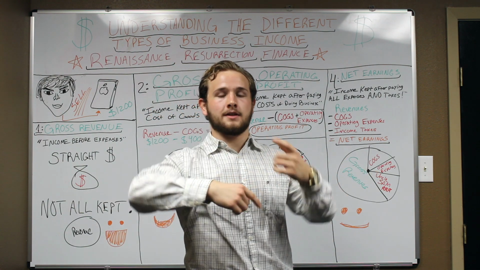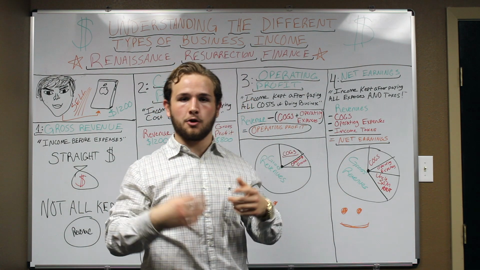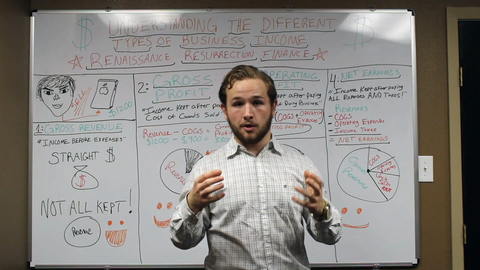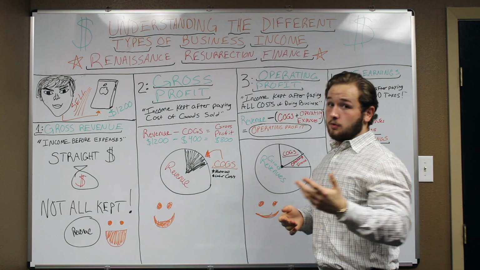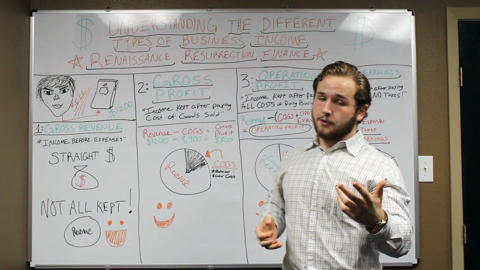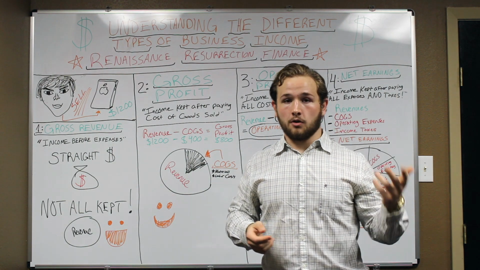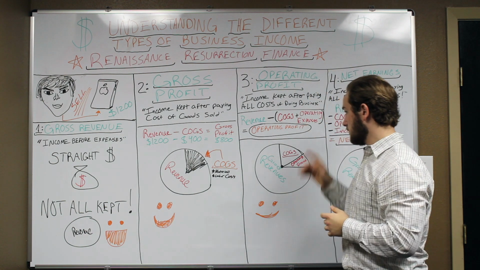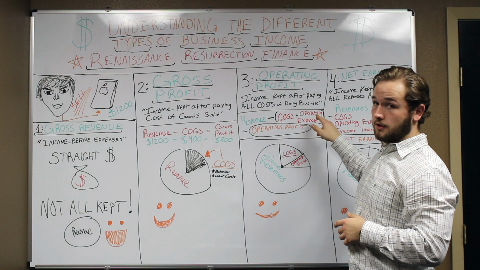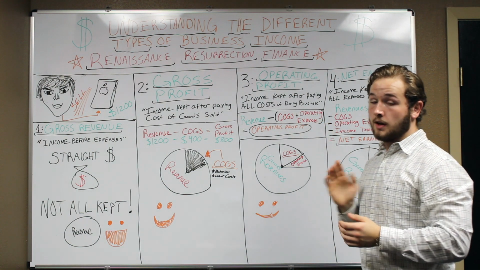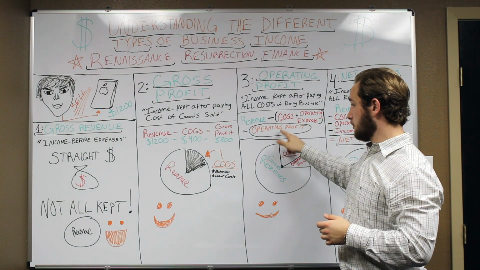They're something that is consistently recurring in order for your business to maintain its operations and to continue to grow. So, only you can determine what is included in your operating expenses for the type of business that you're running. So, if you take the cost of goods sold, add it to your operating expenses, and subtract it out from your revenue, that gives you your operating profit.